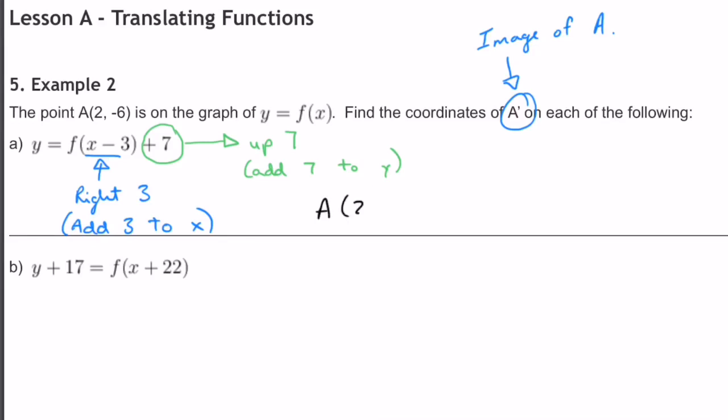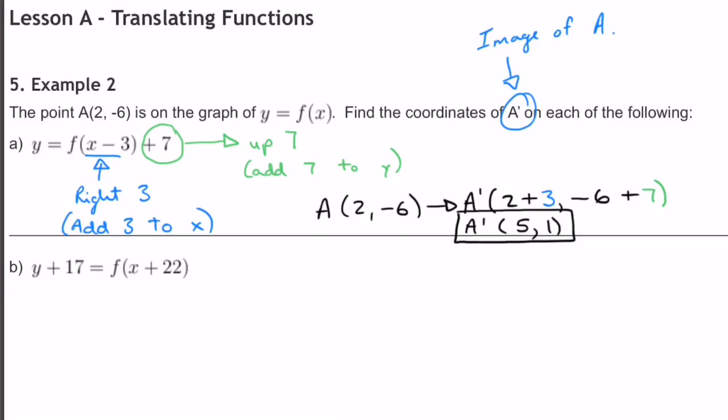Now I'm just going to apply these translations to the point A, which is (2, -6). To 2, I'm going to add 3, and to -6, I'm going to add 7. So I get A prime is the point (5, 1).